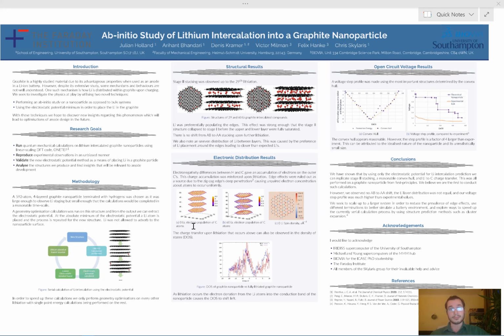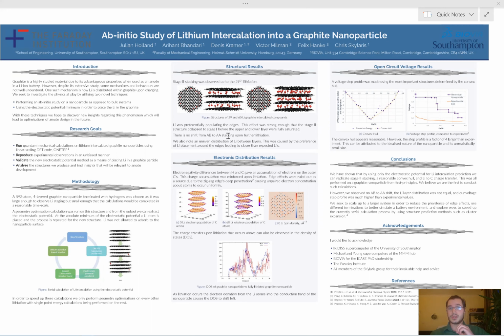design down the line. In terms of how we do this, we take our 592 atom nanoparticle and we run it with a quantum chemical calculation. This ends up outputting an electrostatic potential. We find the minimum from this, place our lithium here, we end up with a new structure, and then we repeat the cycle, as you can see down here in the bottom left.